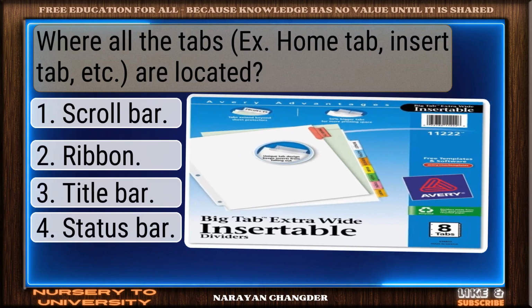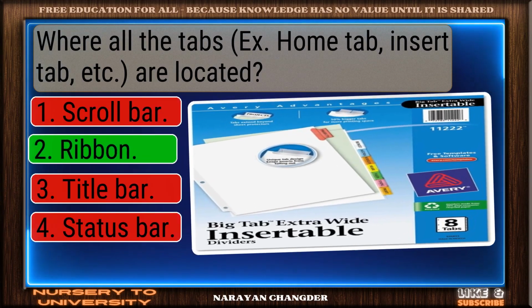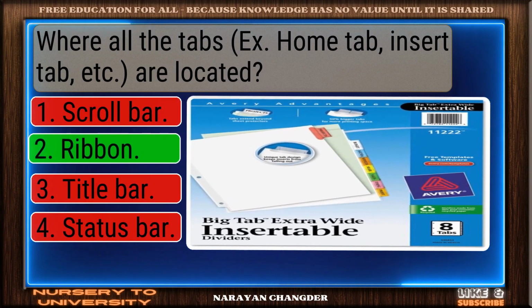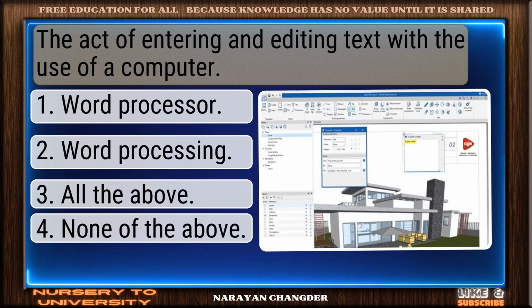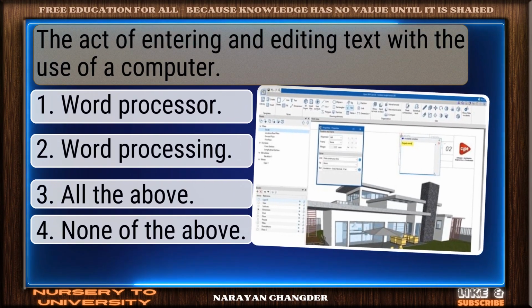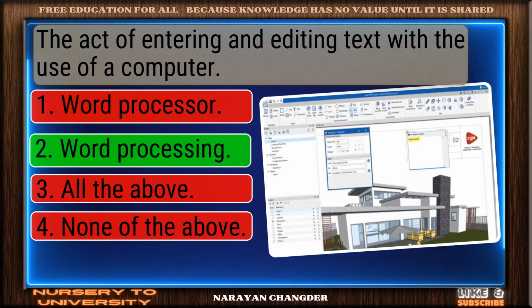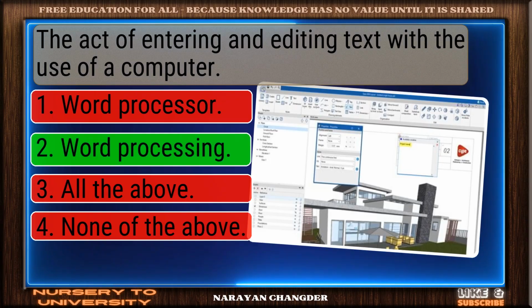Where all the tabs are located. Perfect. Ribbon is the correct choice. The act of entering and editing text with the use of a computer. Right again. Word processing is a valid answer.